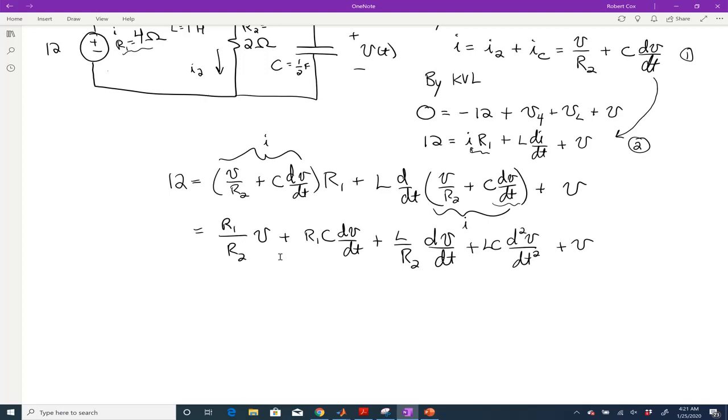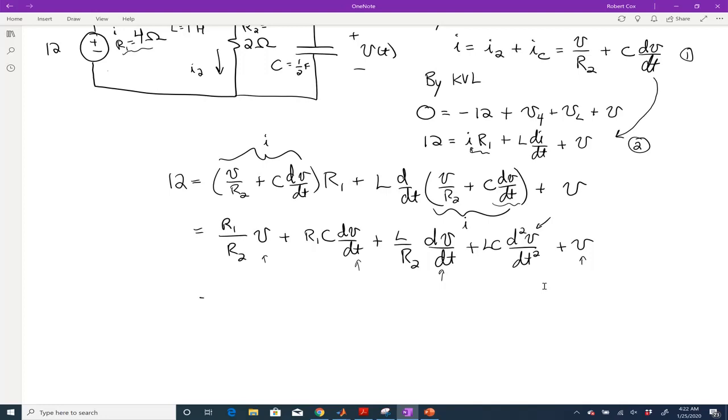Okay? So at this point, I have a second order differential equation. Here's my second order term. And I've got two first order terms that need to be combined together. And then I've got two zero order terms where there's no derivative.